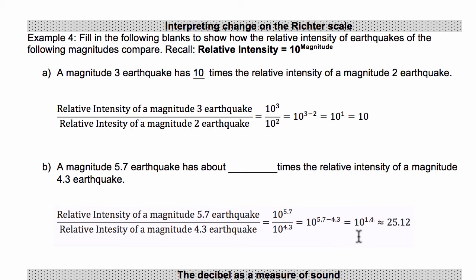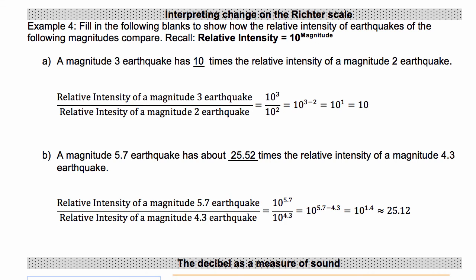This equals 10 to the 1.4 power, which I understand is less than 10 squared, or 100, and greater than 10 to the first, or 10. When I put this into my calculator, I get approximately 25.12. So the magnitude 5.7 earthquake has about 25.12 times the relative intensity of a magnitude 4.3 earthquake.